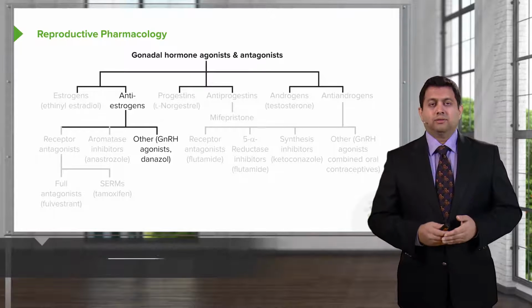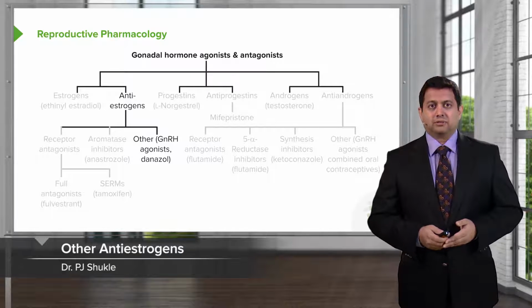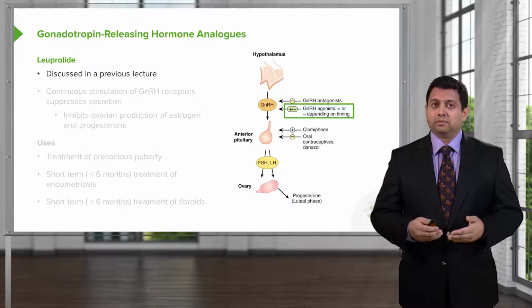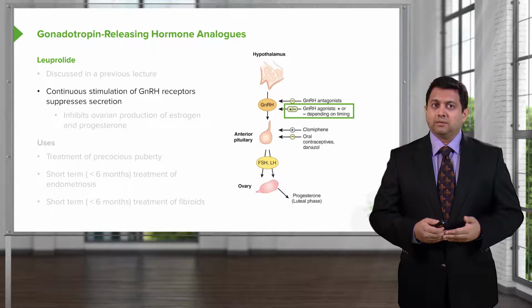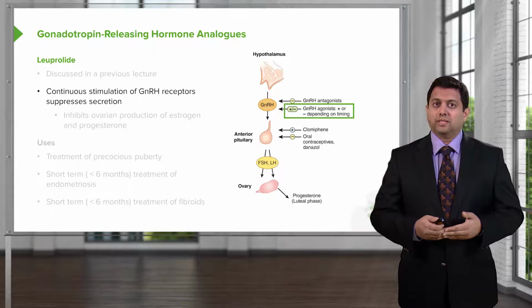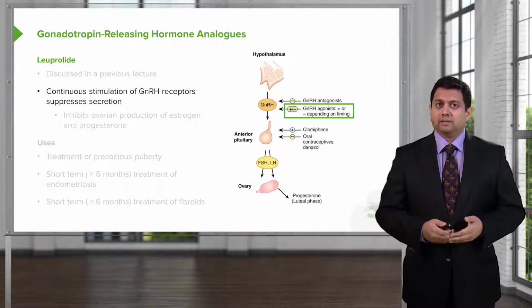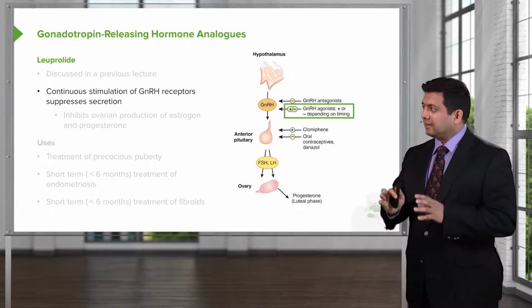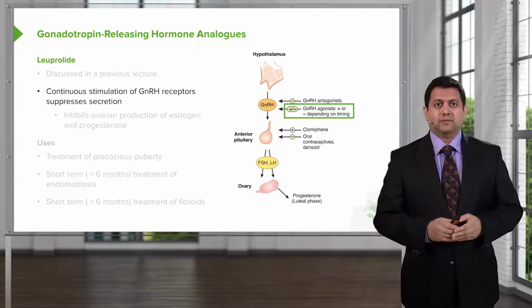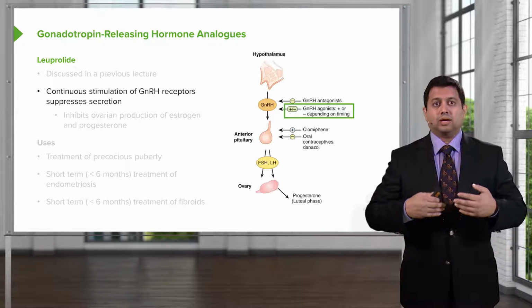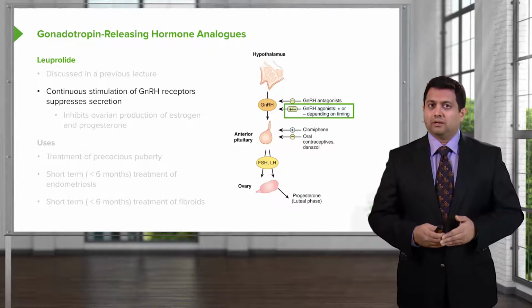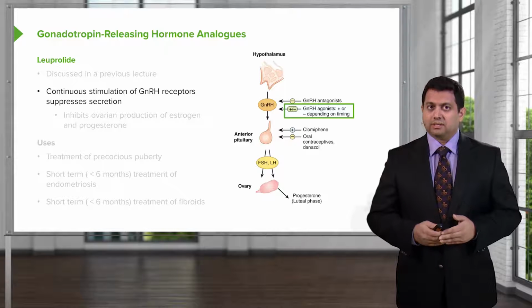Let's move on to other agents involved in anti-estrogen activity. Leuprolide was discussed in a previous lecture. I'll just quickly say that it is involved in continuous stimulation of the gonadotropin-releasing hormone receptors in the hypothalamus. Now, why would it happen that continuous excitation of the GnRH receptors will cause suppressed secretion, and an intermittent stimulation of GnRH will cause increased secretion?